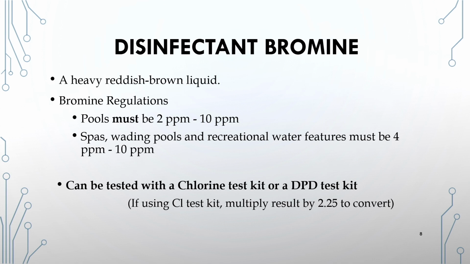If you use bromine in your pools, we require that they be at 2 to 10 parts per million, and for spas, wading pools, and recreational features, from 4 to 10 parts per million. And you can use a standard chlorine testing kit. If you're testing for the DPD, you simply multiply the results by 2.25.